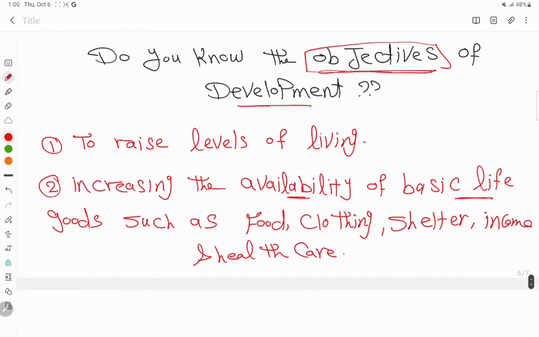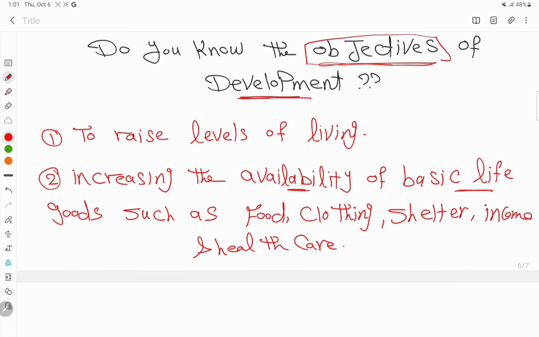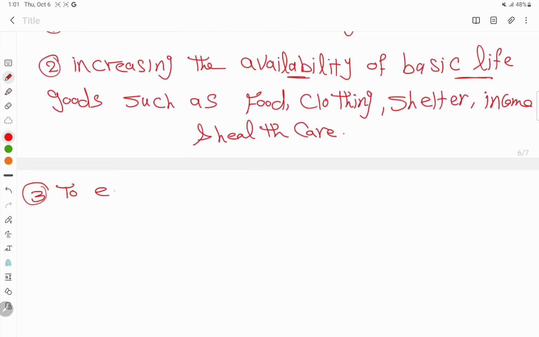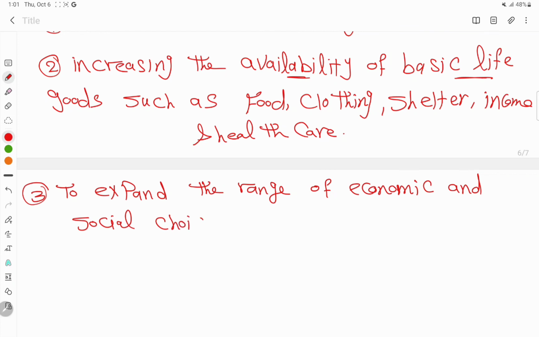So, the objectives of economic development: number 1, to raise levels of living or standard of living. Number 2, increasing the availability of basic life goods. Number 3, to expand the range of economic and social choices. So, increasing the range of economic and social choice.